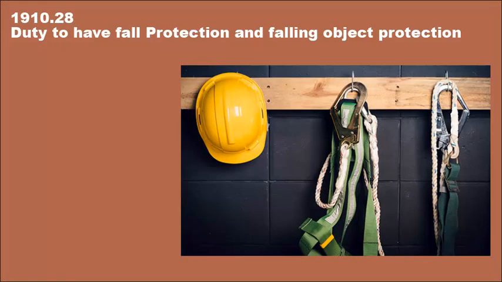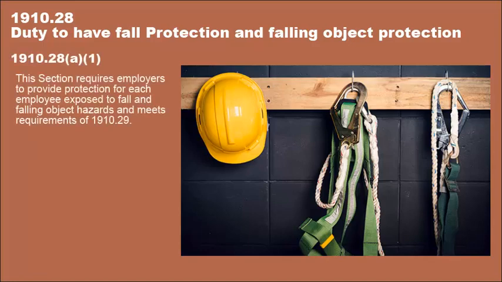First, let's take a minute and talk about Standard 1910.28. Standard 1910.28 requires employers to provide protection for each employee exposed to falls and falling hazards. It applies to all fall exposures in general industry settings except those listed on the next slide. OSHA requirements on fall protection is divided into two loose categories: personal fall protection systems, such as fall arrest, and general fall protection systems like guardrails.